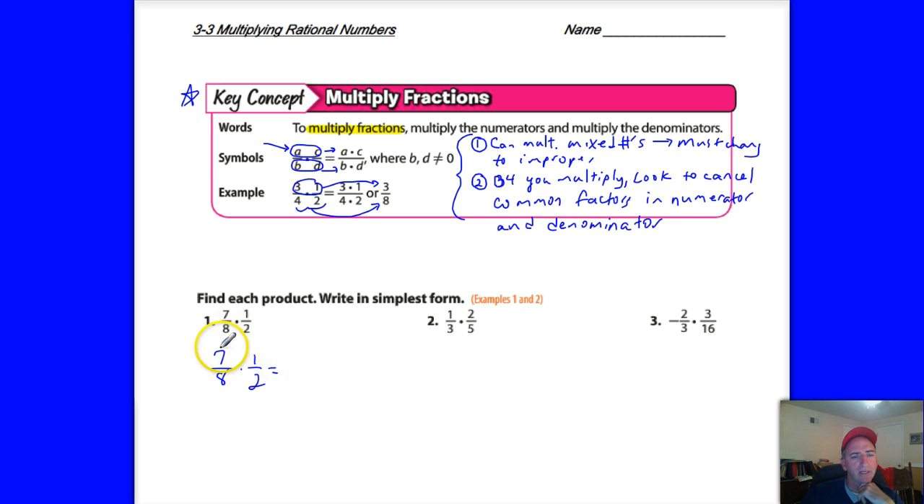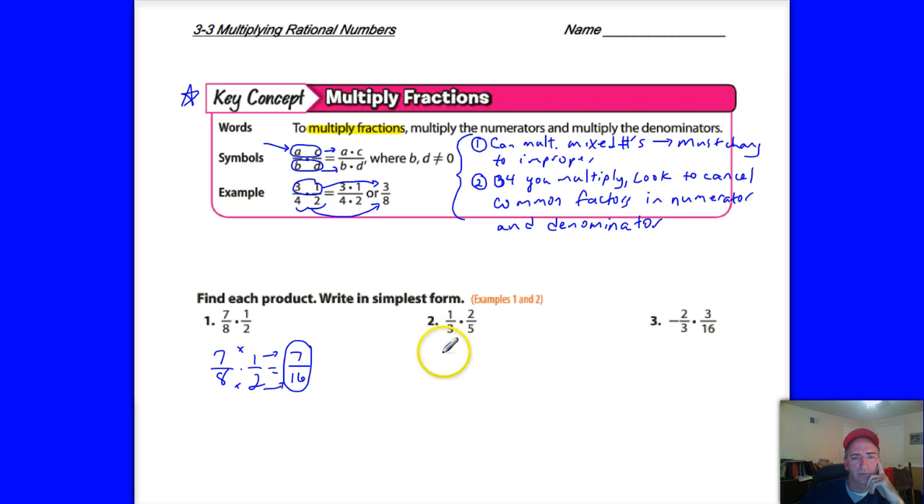Well, as I do this question, I take the top two numbers. 7 times 1, I get 7. 8 times 2, I get 16. You just multiply across. 7 times 1, 7. 8 times 2, 16. And that number cannot reduce, so the answer there is 7 over 16.